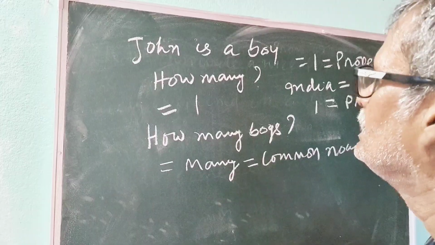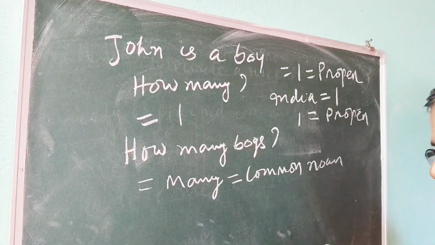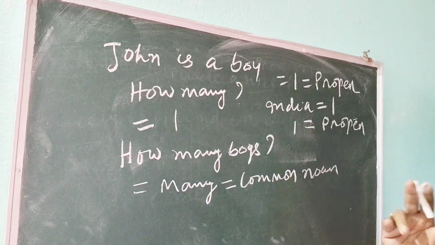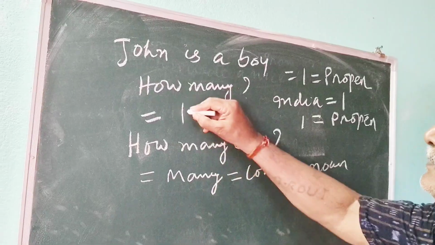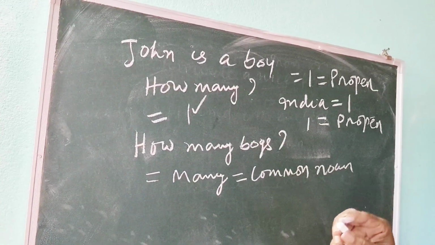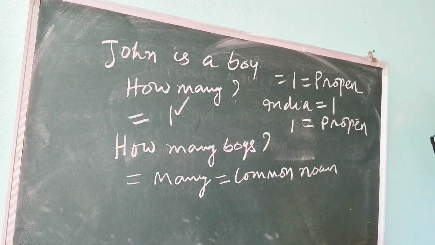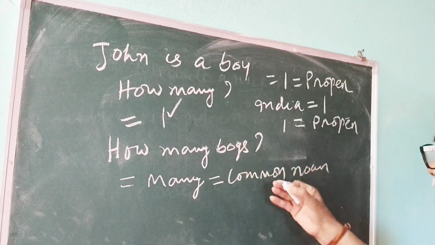John is a boy. This is a question I'm asking you. In a certain class, there are many boys, and John is there. So the question is, how many Johns are there? How many boys are there? Many boys are there. So one refers to proper noun and many refers to common noun.